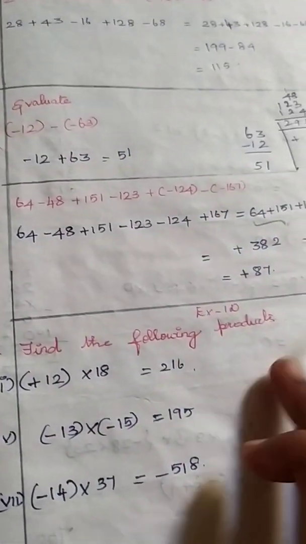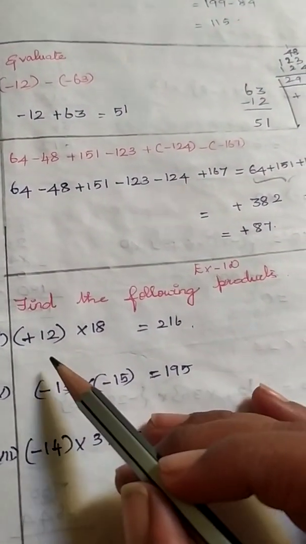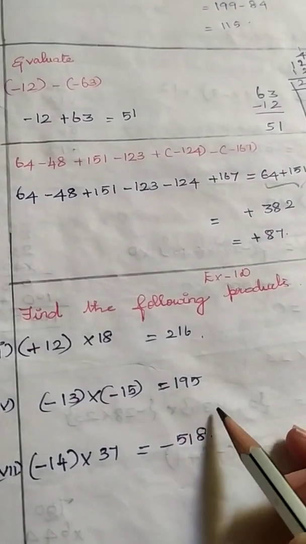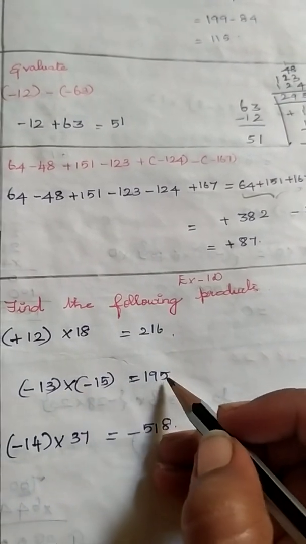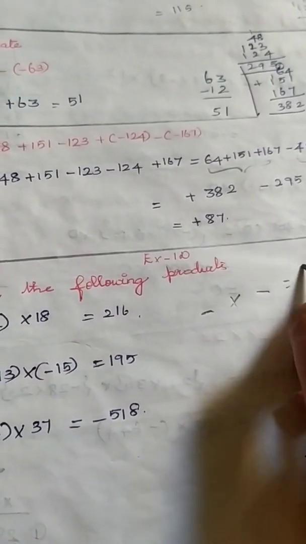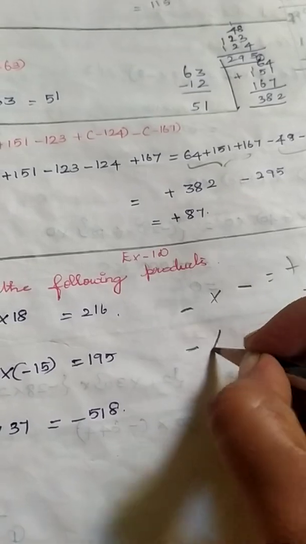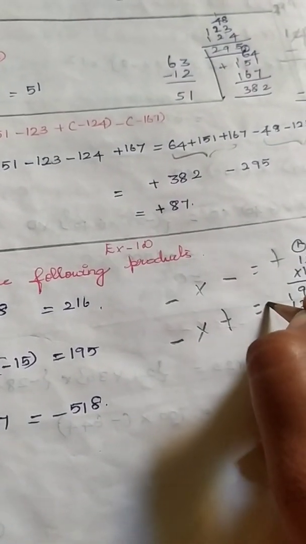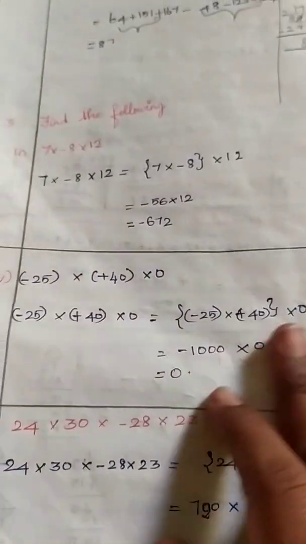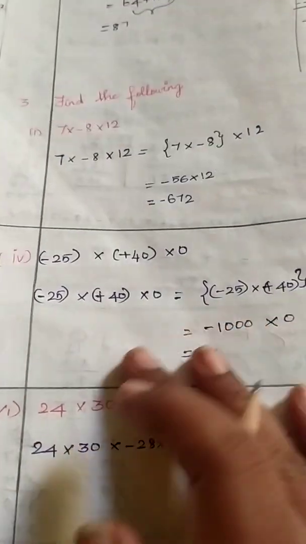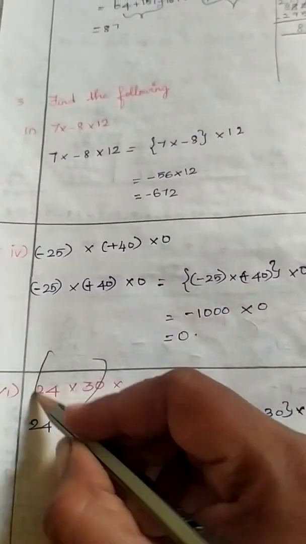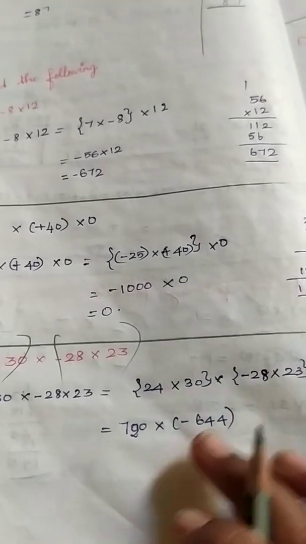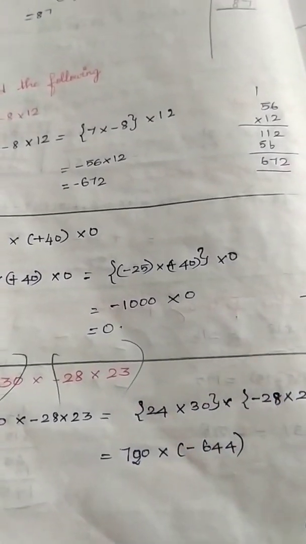And exercise 1D, you have product. Product means normal multiplication; you have to multiply. After that, for the symbols, minus into minus is plus. When you have the same symbol, your answer is plus. When you have two different symbols, after multiplying, your answer should be minus. And in this evaluation, 24 into 30 minus 28 into 23, you separate it as two digits. Do normal multiplication, check the sign and do it.